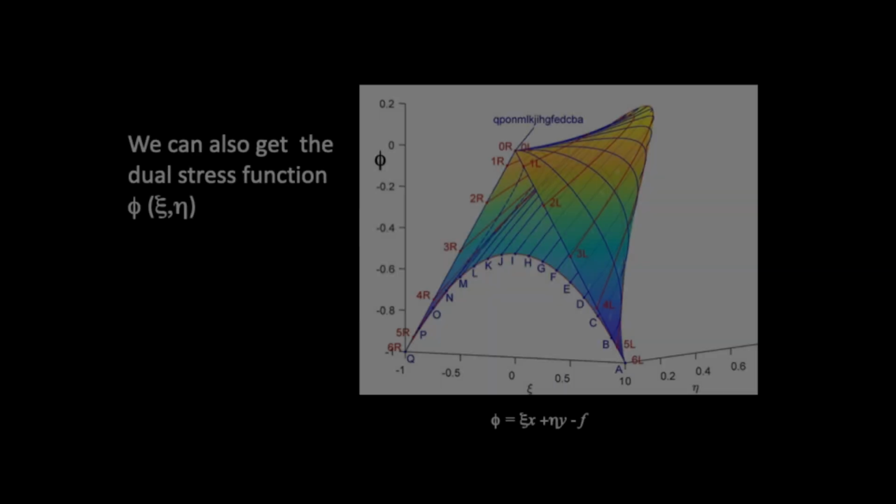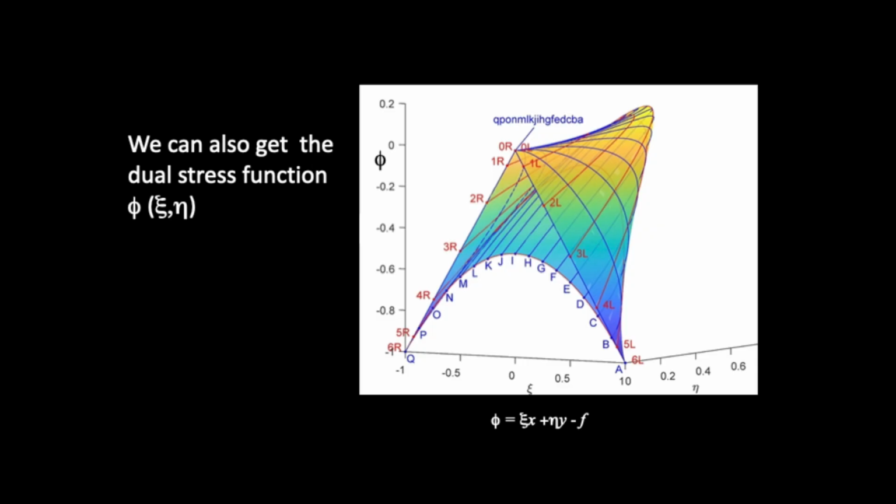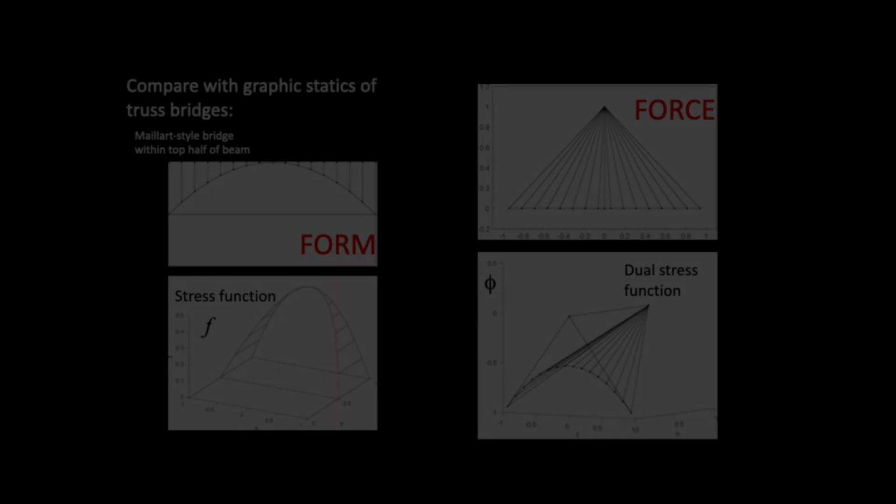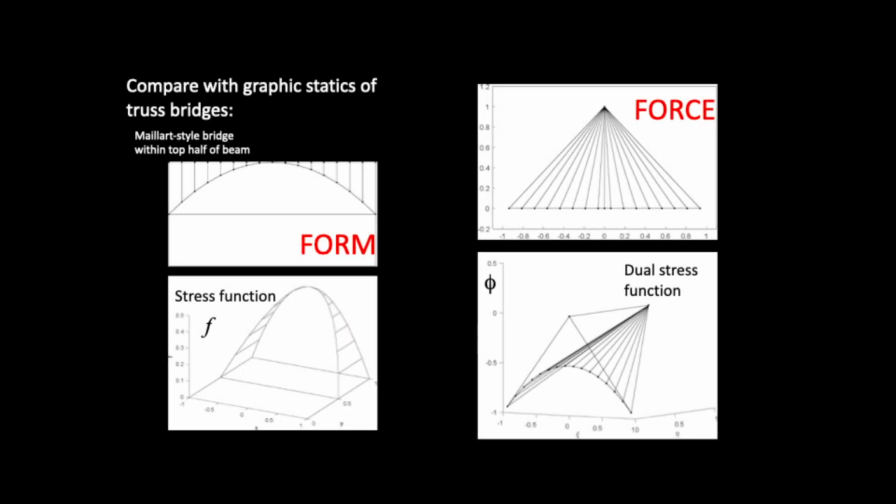You can read that diagram once you learn to read it. But we could go further. We could actually plot this extra dimension, the dual stress function, and even Professor Calladine had never seen this one. This is the extra dimension that Maxwell has added. And Maxwell didn't even draw this one. He just drew the fountain, just its projection. But we can draw that one now. And we can compare this with graphic statics.